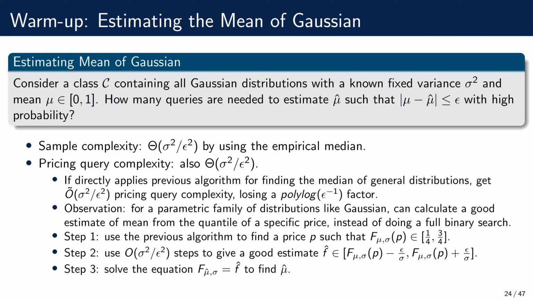So to be more precise, we can use the binary search algorithm to find the price P such that the corresponding quantile is bounded away from 0 to 1. And then we can use sigma square over epsilon square steps to give a good estimate of the quantile of P. And finally, we can reverse engineer the estimated mean from the estimated quantile, and such an estimated mean solving from the equation is actually good enough.